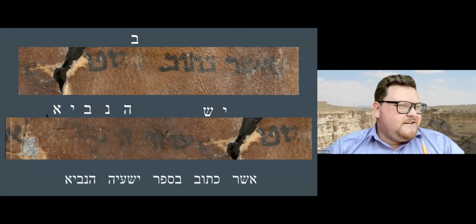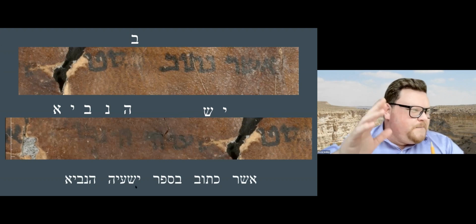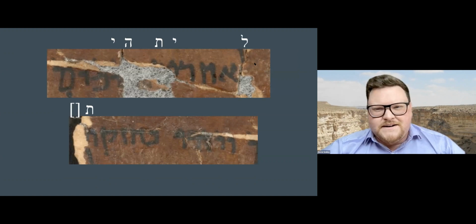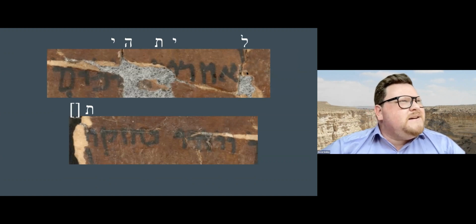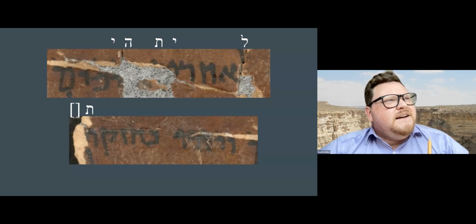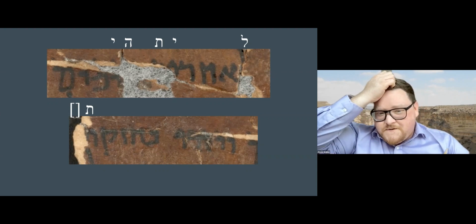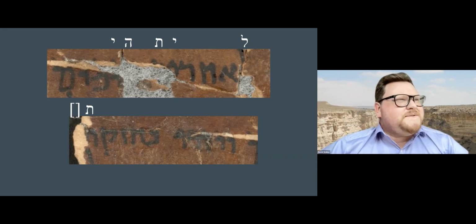Okay? So this is the line right here. Asher katuv b'sefer Yeshayahu Hanavi. Then we get to the next part. We get a little break here, but this is probably lamed. We see this little ink spot up here. The lameds normally go up above the line. So that's really helpful whenever we have breaks right here.